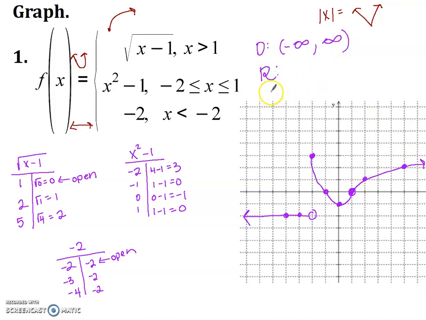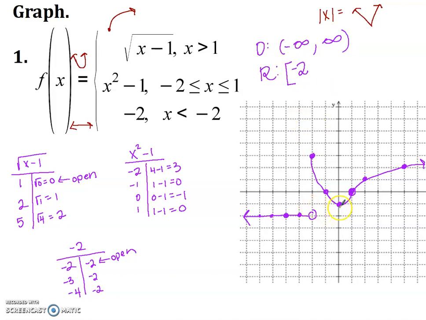Now for our range. Range is y, so that's bottom to top. If I look, this is the lowest that it gets. So this lowest value is negative 2. Even though it's an open circle here, if I look here, these are solid points. So negative 2 is included in the range, so we will put it in a bracket.